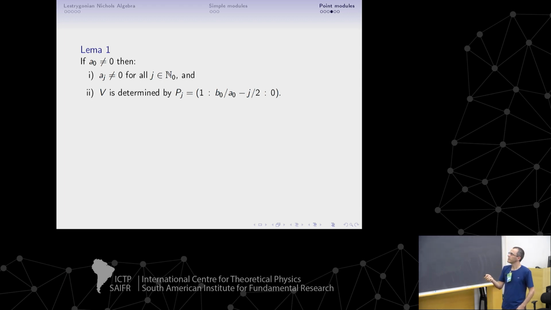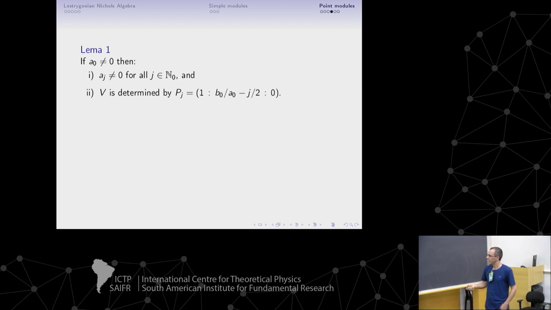In this case, the elements that appear in the sequence are given by this: Pj is 1, B0 divided by A0 minus j divided by 2. And C, the action of x3, necessarily is 0 for all j. This is the easier case. The other case is more complicated.